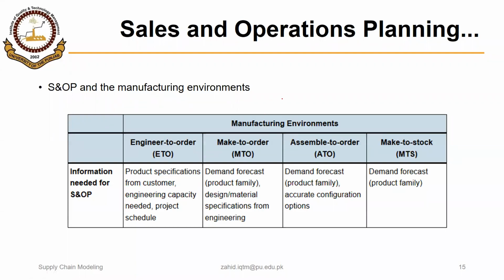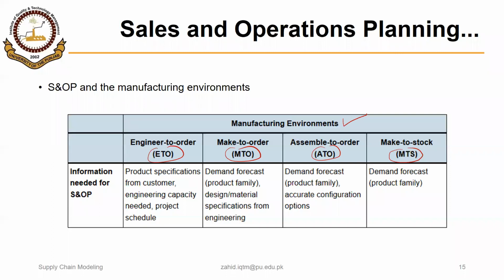Welcome back. We are continuing with our lecture 4-1, that is developing. If you recall from module 1, we discussed four types of manufacturing environments. So we discussed engineer to order, make to order, assemble to order, and make to stock, and how they differed.